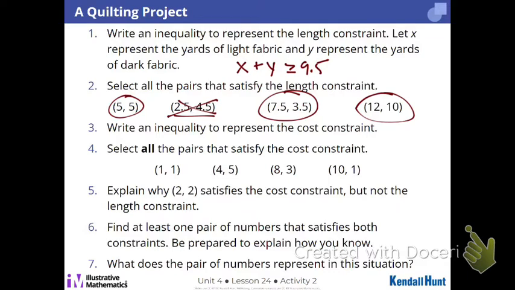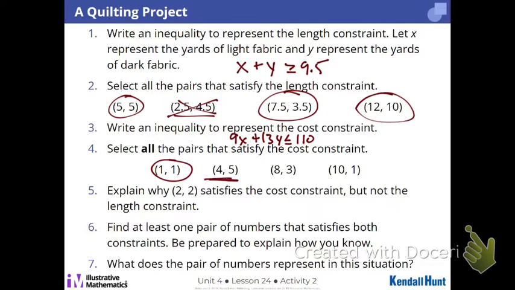What's my cost constraint? Yeah, Olivia? 9x plus 13y is less than or equal to 110. Yep. So $9 per yard of the light plus $13 per yard for the dark needs to be at or under $110. So we're going to check these prices. One of each. Does that keep us under 110? So 36 plus 65. Does that keep us under?